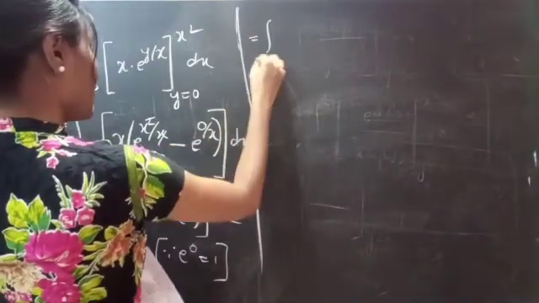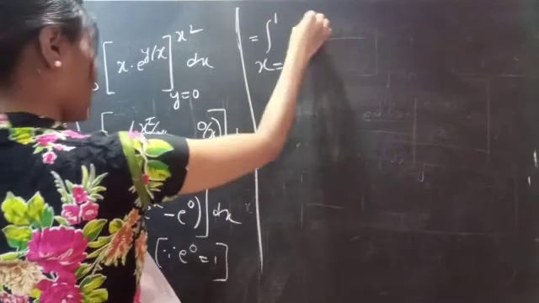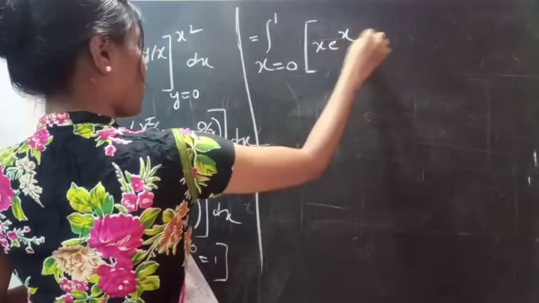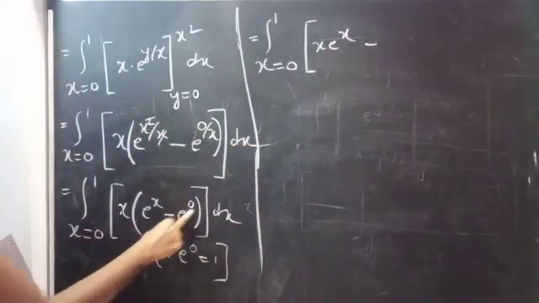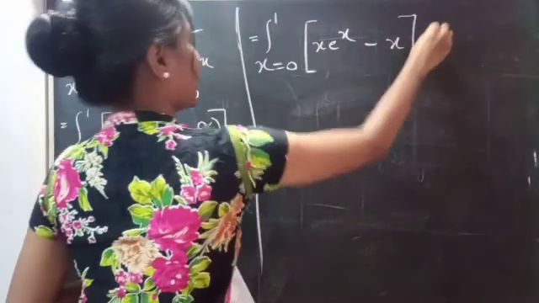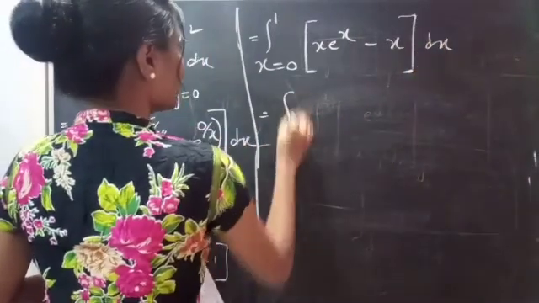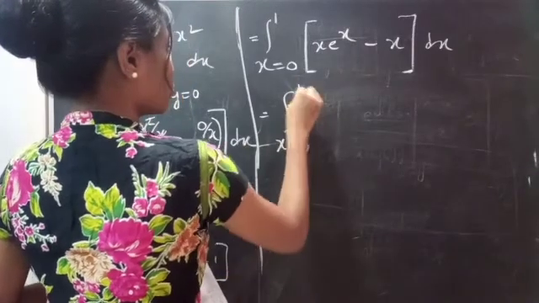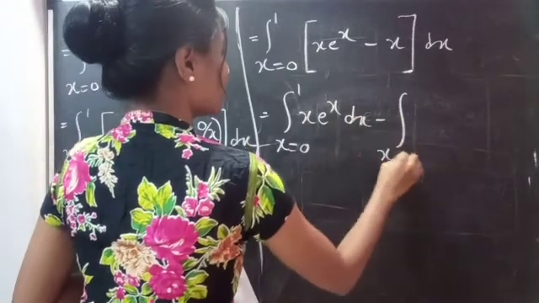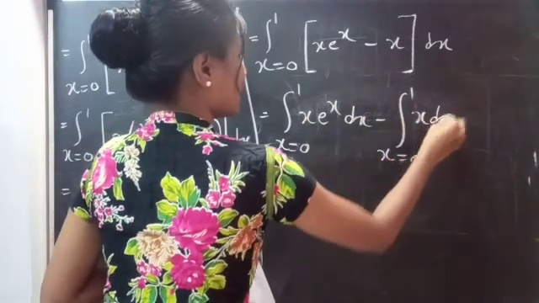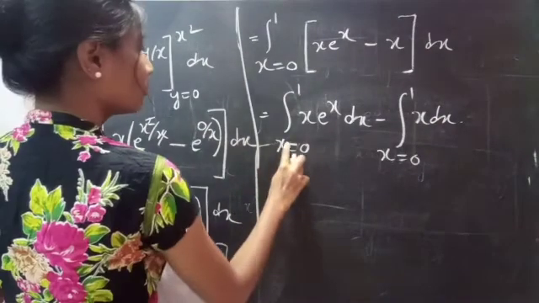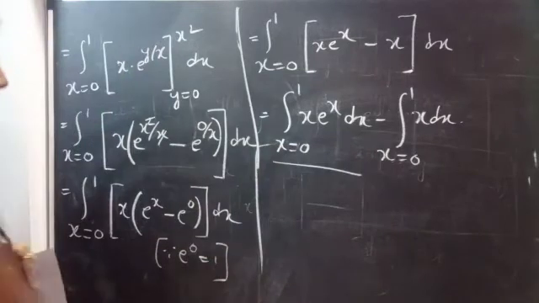which is equal to the integral x equals 0 to 1 of x into e power x, minus x into e power 0, which is 1, so x, dx. So which is equal to the integral x equals 0 to 1 of x e power x dx, minus the integral x equals 0 to 1 of x dx. Okay, so now we'll solve this integration.